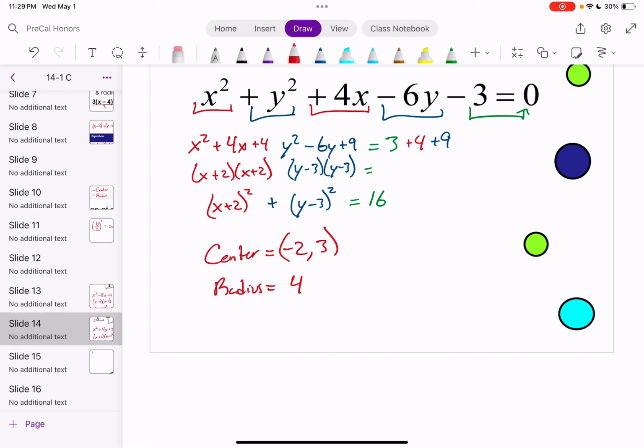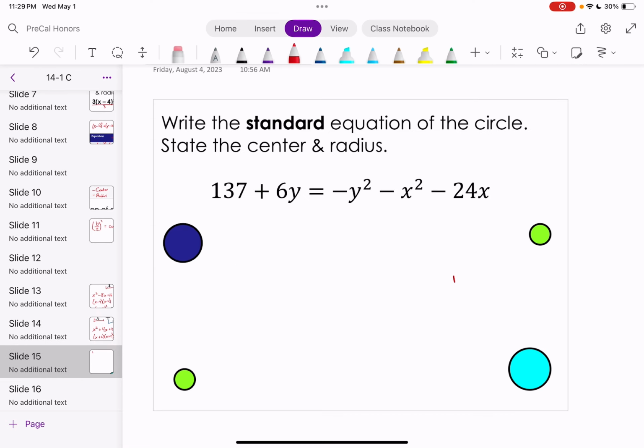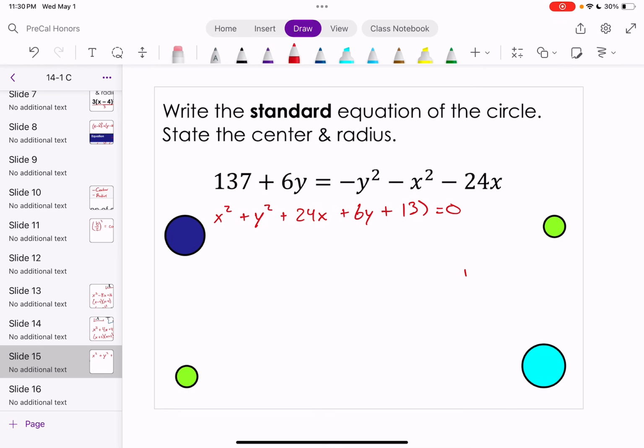What makes this problem different than slide 15 is that slide 15 has all of our variables to the right-hand side of our equal sign. In order to make this work, we would need to then move over all of our terms to the left-hand side, which would look something similar to x squared plus y squared plus 24x plus 6y plus 137 is equal to 0. You group them according to their variables or move it over depending on whether we're working with an individual number.